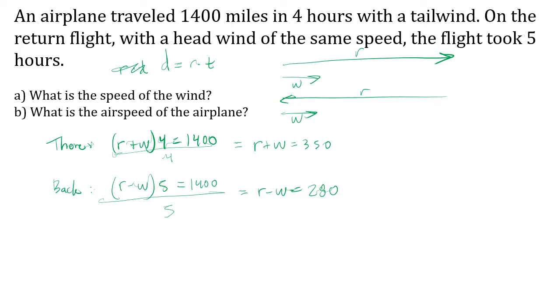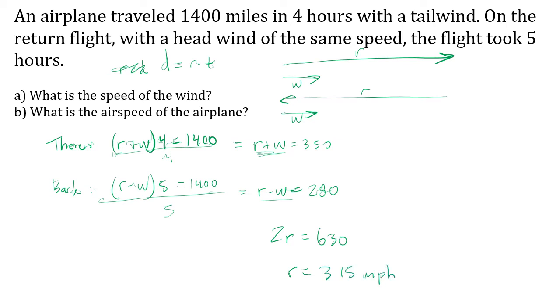All right, so now all we have to do here is solve for R and W, and it's nice because there's already a positive W and positive R, so we just add these two equations together. We'll get that 2R is equal to 350 plus 280, which is 630, which means that R, the speed of the airplane itself, was 315 miles per hour.